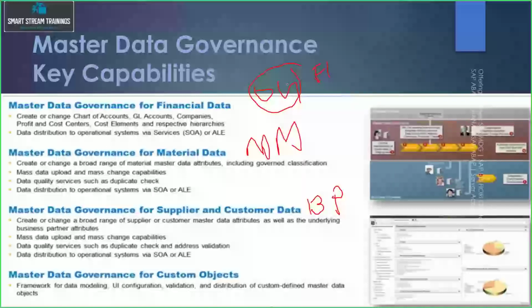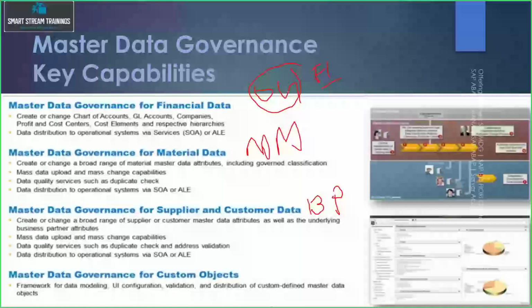These are the finance related objects. Under these finance related objects, we can get GL account, chart of accounts, profit center, cost element. So all these objects come under this FI model, the FI model or OG model. In MDG terminology, it is the OG data model.